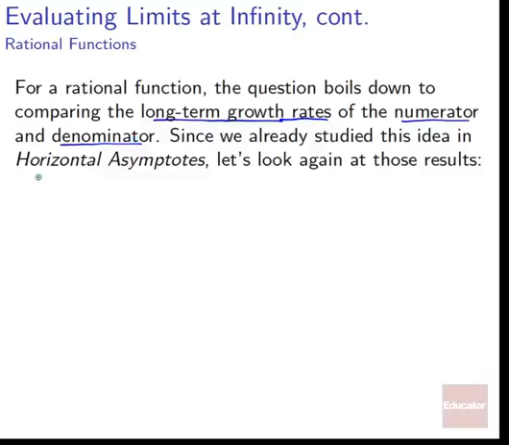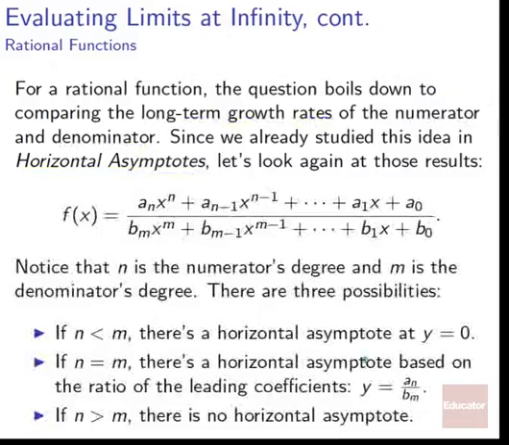Now, we already studied this idea in horizontal asymptotes. And so let's look at those results. So if we have some rational function, f of x, and notice that that's just some polynomial divided by some polynomial, right? Some constant times x to the n, some other constant times x to the n minus 1, and working our way down to constant times x plus some constant. And same thing on the bottom as well, right? It's just constant times x to some value, constant times x to that value minus 1, and working our way down to a constant. So some polynomial over some polynomial.